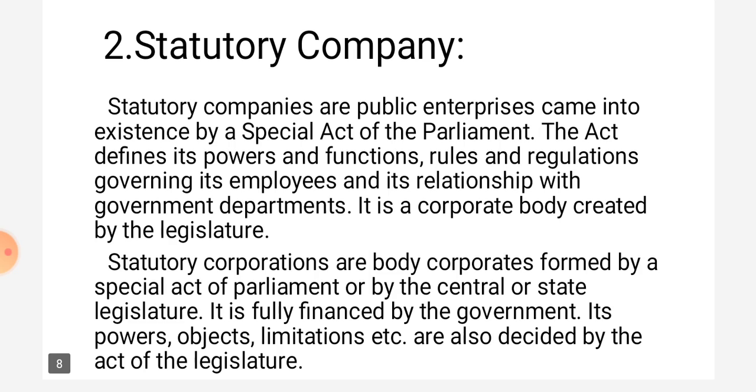And second one is statutory company. Statutory companies or public enterprises came into existence by a special act of the Parliament. The act defines its powers and functions, rules and regulations governing its employees and its relationship with government departments. It is a corporate body created by the legislature. So any statutory company means these companies are established by a special act of the Parliament. So after the special act which is passed in the Parliament, the company is going to start.